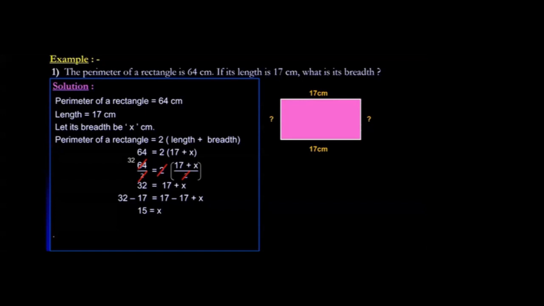And what is x, children? x we have assumed as breadth. Therefore, we got the breadth of the rectangle, 15. So 17 is the length and 15 is the breadth. And if we add all these four sides, or if we substitute the value of length and breadth in the formula, we will get the perimeter 64.